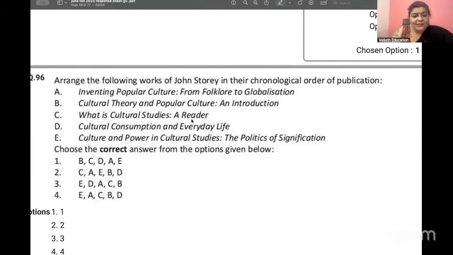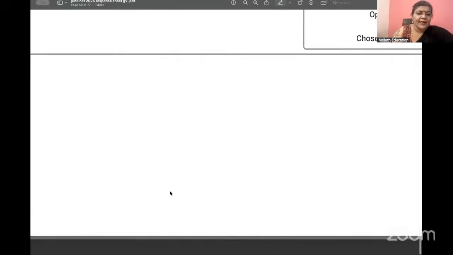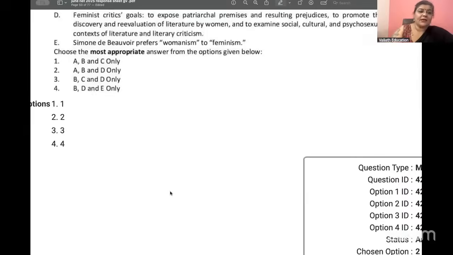We should have studied, at least now we should study all the basics. John Storey is a very basic theorist, because from the beginning of cultural studies, he wrote all the basic readers. So they are wondering whether you know John Storey. Then next time you should study basic cultural studies.